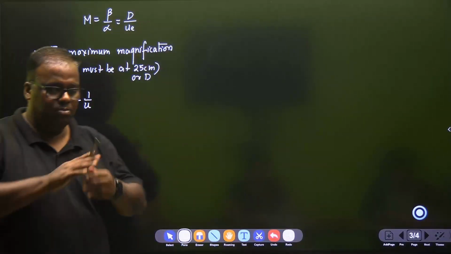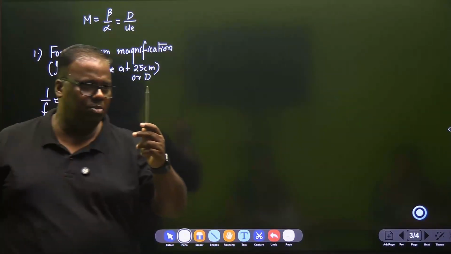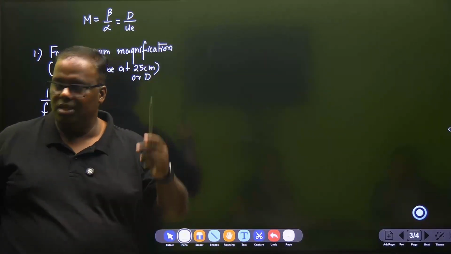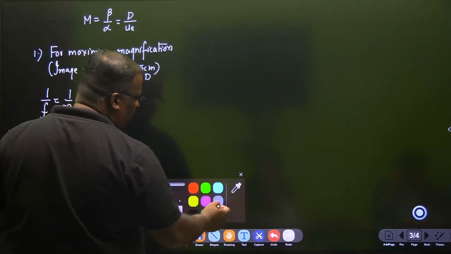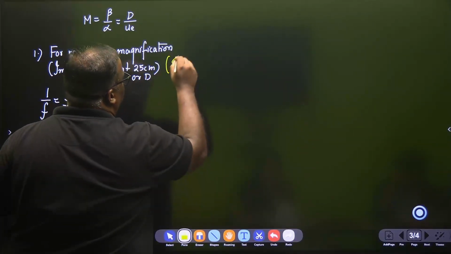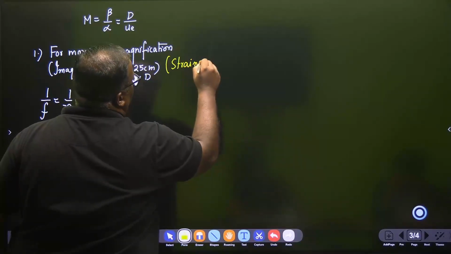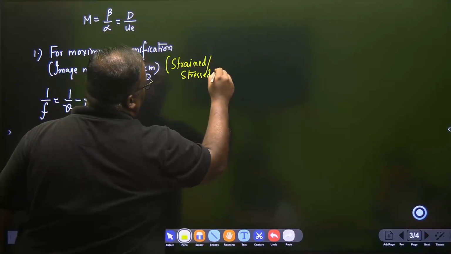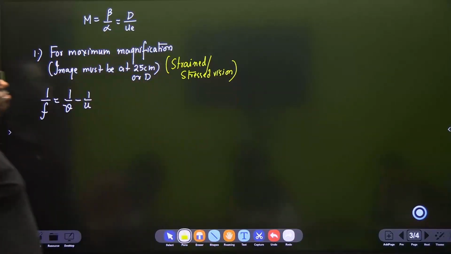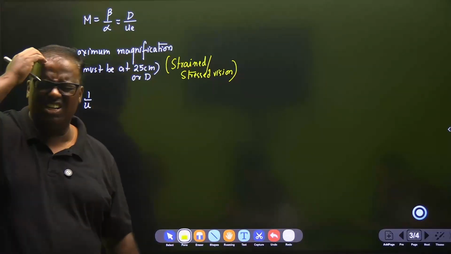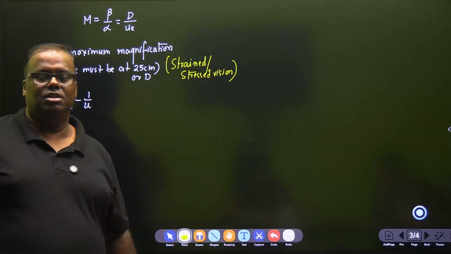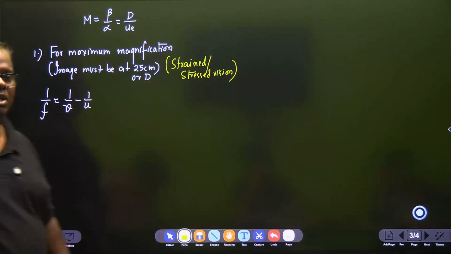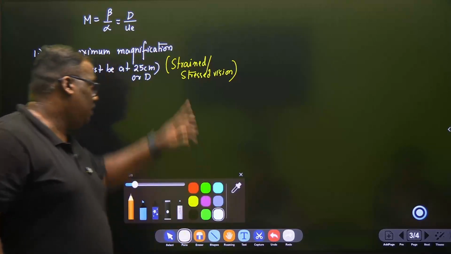In this criteria, there is another thing. When you're trying to see something at 25 centimeters, whether it's an object or an image, your eye also becomes strained like this. After some time, your eye will pain. So this is always called strained or stressed vision. Although you are seeing the maximum size, your eye is under stress. Clear? The opposite of this case will be relaxed vision. We all love to see something in relaxed vision, right?